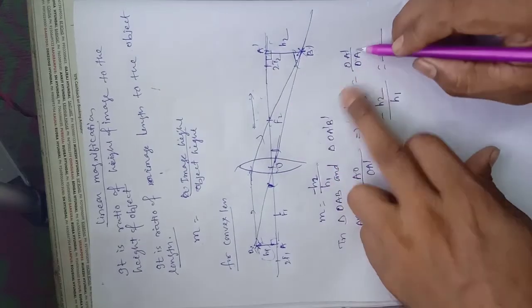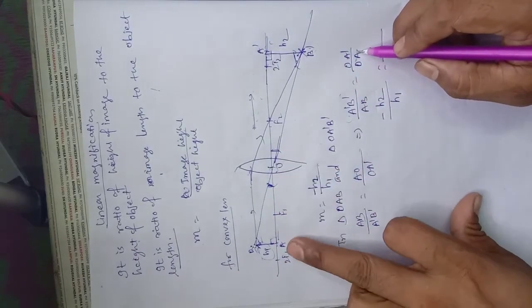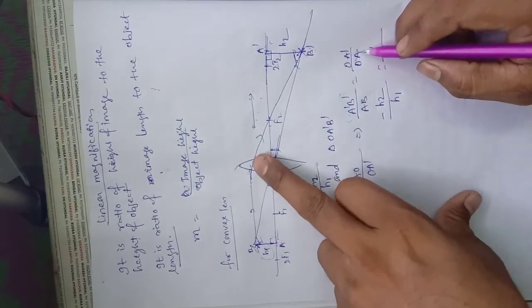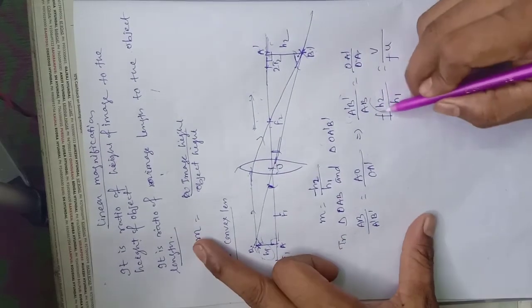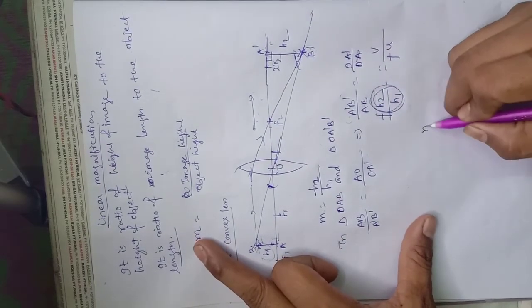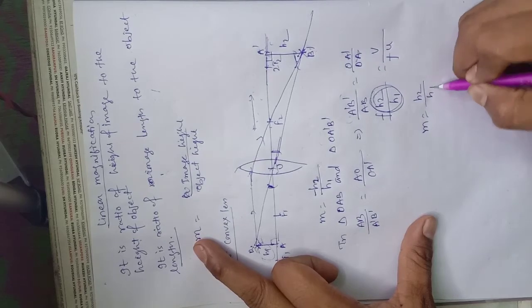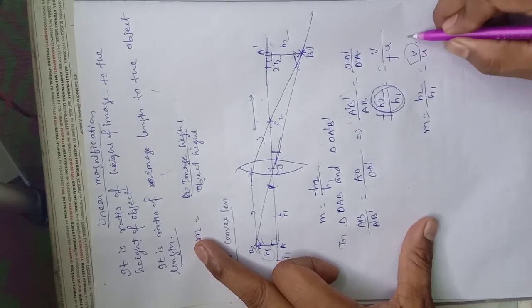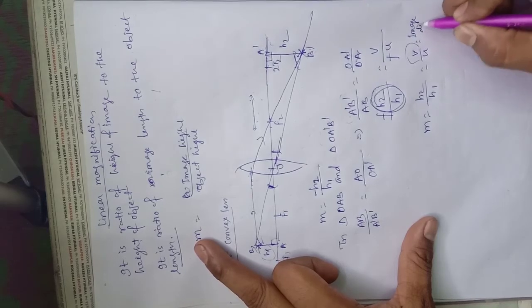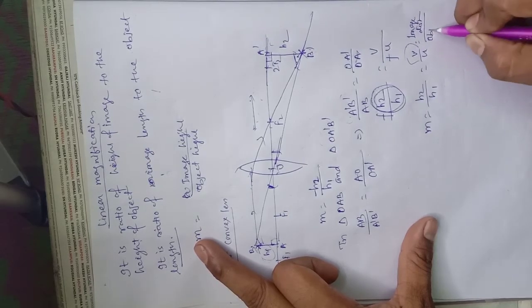OA is the object distance, which is opposite to the direction of the incident ray, so it is minus u. So this cancels, and the linear magnification is also the same, v by u: the image distance over the object distance.